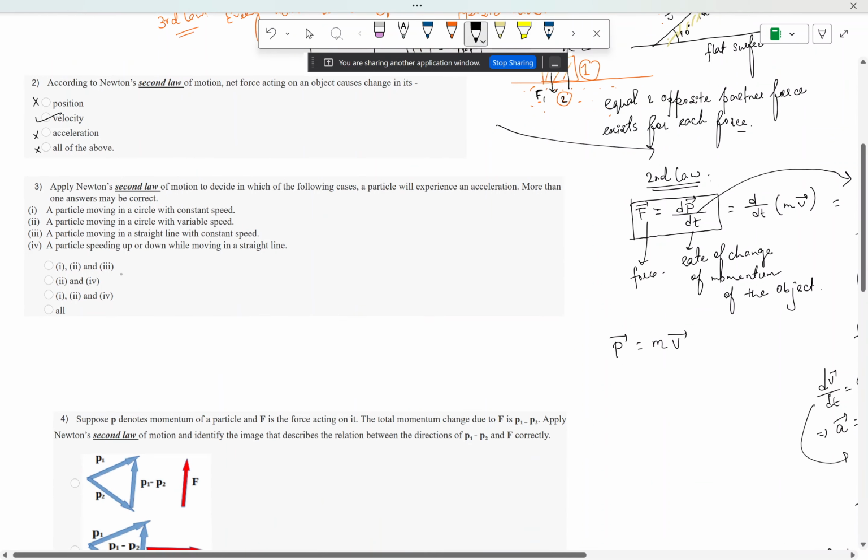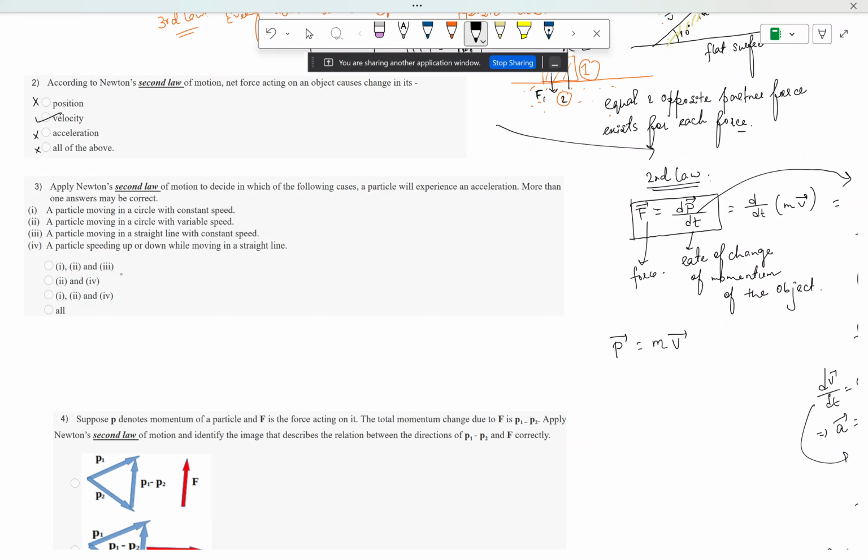So velocity. Now question number 3 is about applying Newton's second law of motion to decide in which of the following cases a particle will experience an acceleration. More than one answer can be correct. Okay, so Newton's second law again you have to apply, and you have to decide in which of the cases the particle will experience an acceleration. First option is a particle moving in a circle with a constant speed.